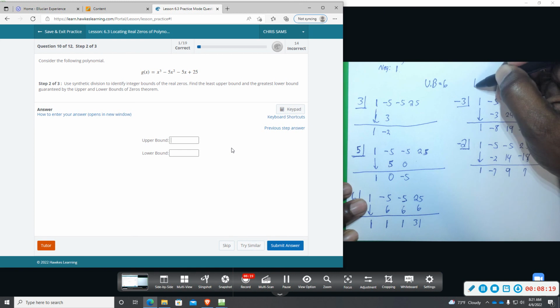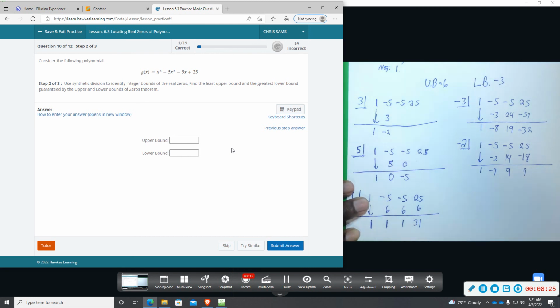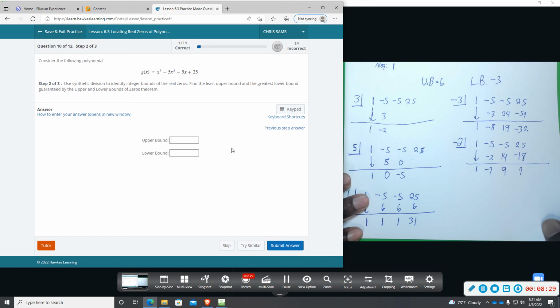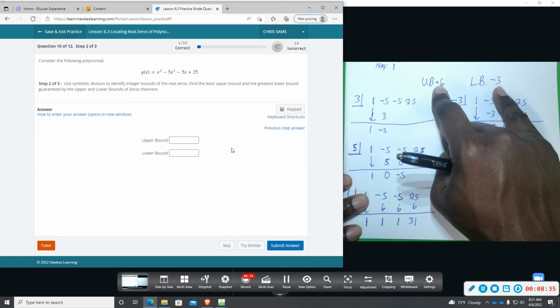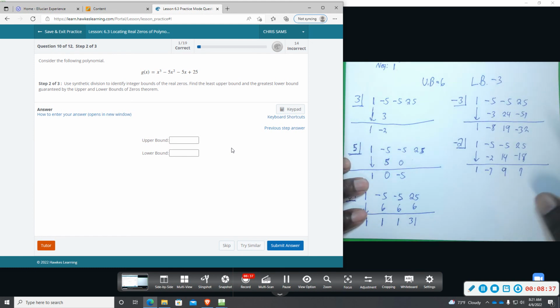So my lower bound is -3. So what that's saying is that all of your real zeros will be between +6 and -3. So you won't have any zeros outside of that range.